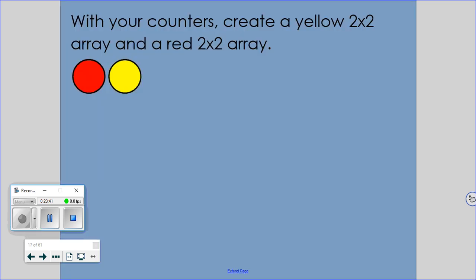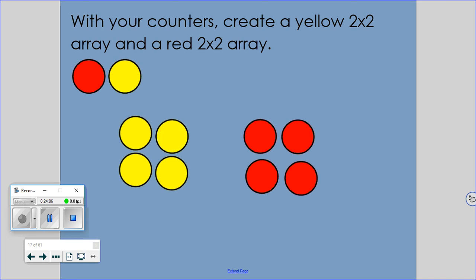Alright, with your yellow counters, you're going to create a 2 by 2 array. And then with your red counters, you're going to make another 2 by 2 array. So you're going to have a red 2 by 2 and a yellow 2 by 2. I should see that on your desk. Once you've made them with counters, you need to draw them in your notebook. We are not tracing. Okay? So I should see pencils moving because you're drawing them in your notebook.